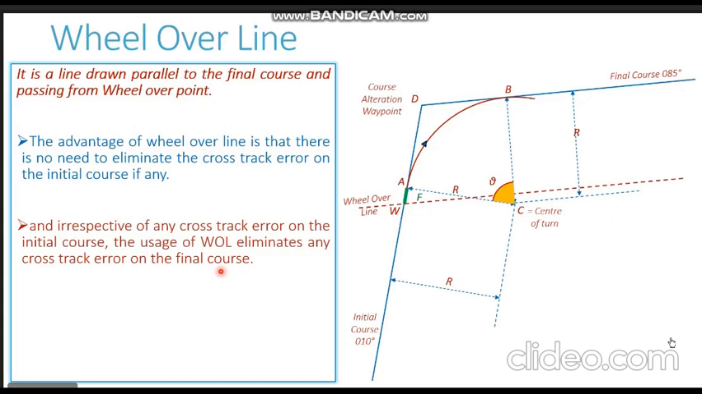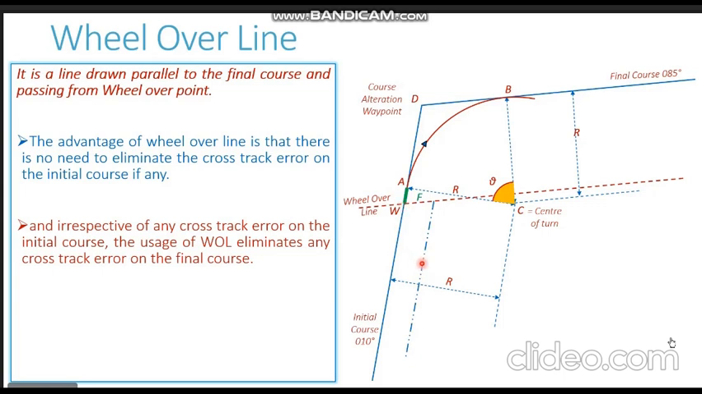So let us see it in the diagram. Let us assume that instead of moving on the initial course, our vessel has this much cross track error and is now moving actually on this particular track. Now, if the wheel over line was not there, the vessel will first need to correct this cross track error, move on the planned track and reach point W.